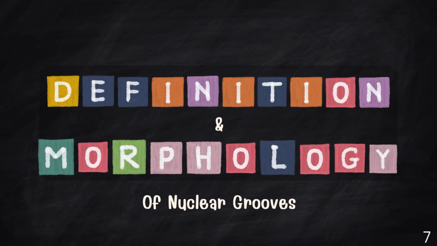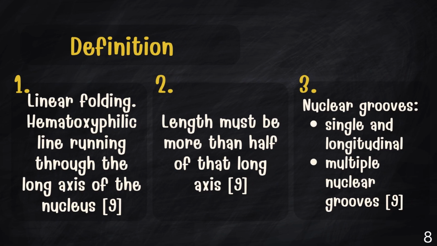For this slide, I will explain what nuclear grooves are and their morphological features under the microscope. Nuclear groove is a linear folding of the nuclear envelope. The folding is inward. Under light microscopy, it is a hematoxylinophilic line running through the long axis of the nucleus.